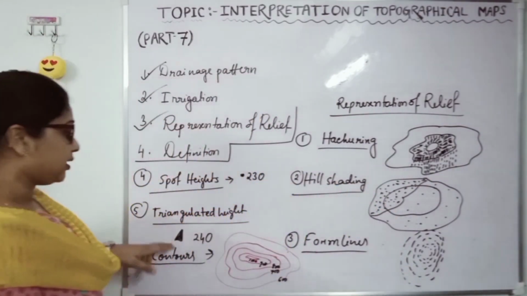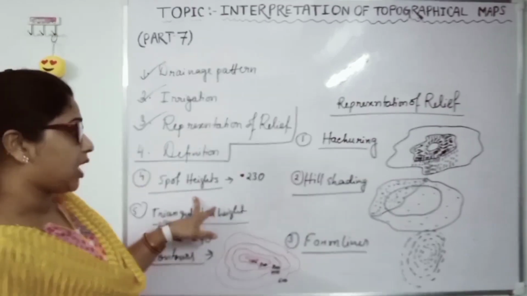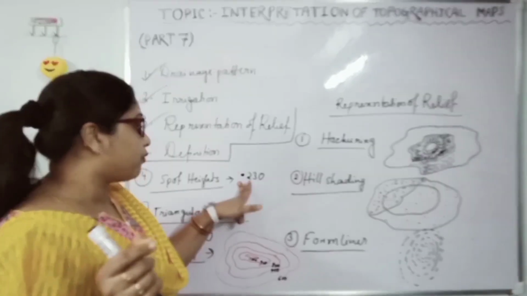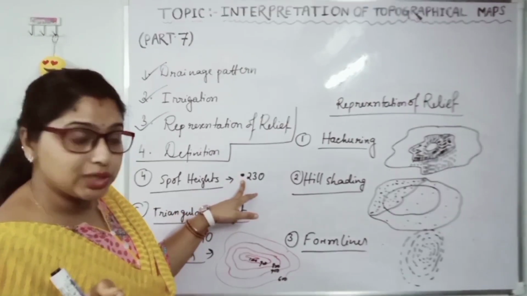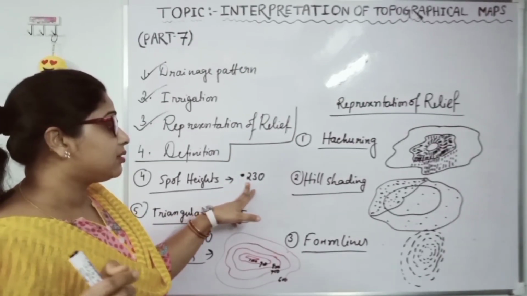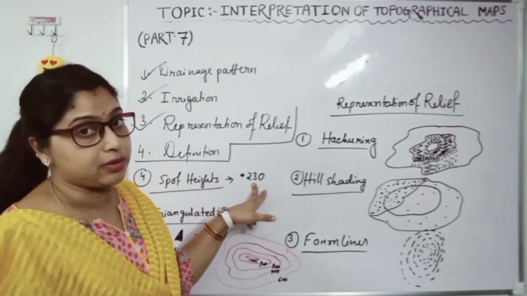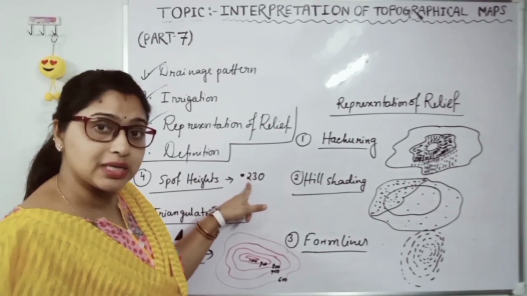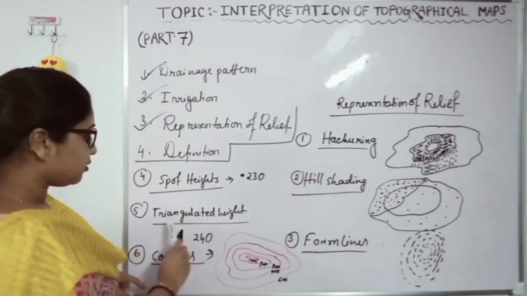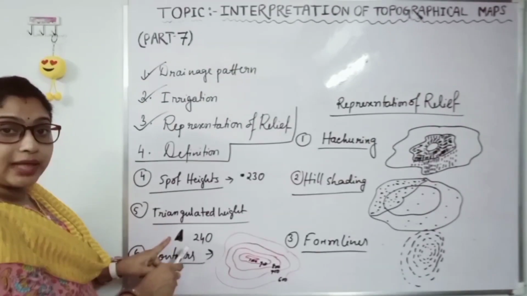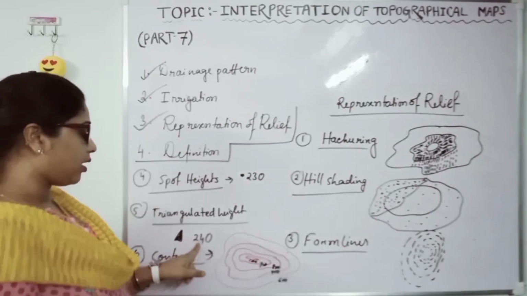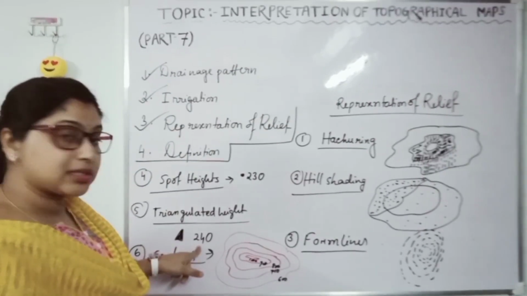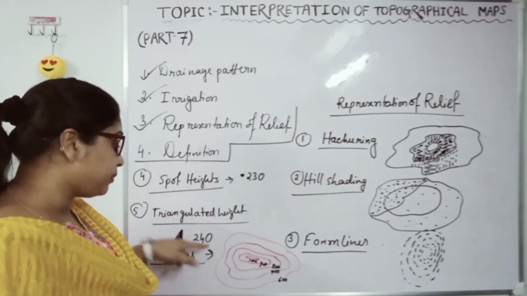Next, spot height. Spot height is the height of a particular place shown by a black dot, and at the side of that dot the height is written in meters. Like here a black dot with 230 means the height of that place is 230 meters. Next is triangulated height. It is shown by a triangular shape, and at the side of it the height is written in meters.